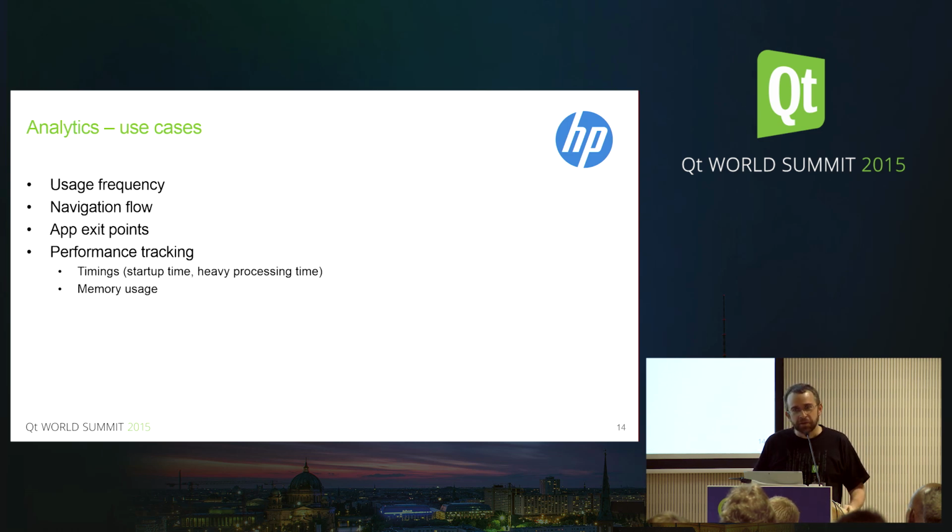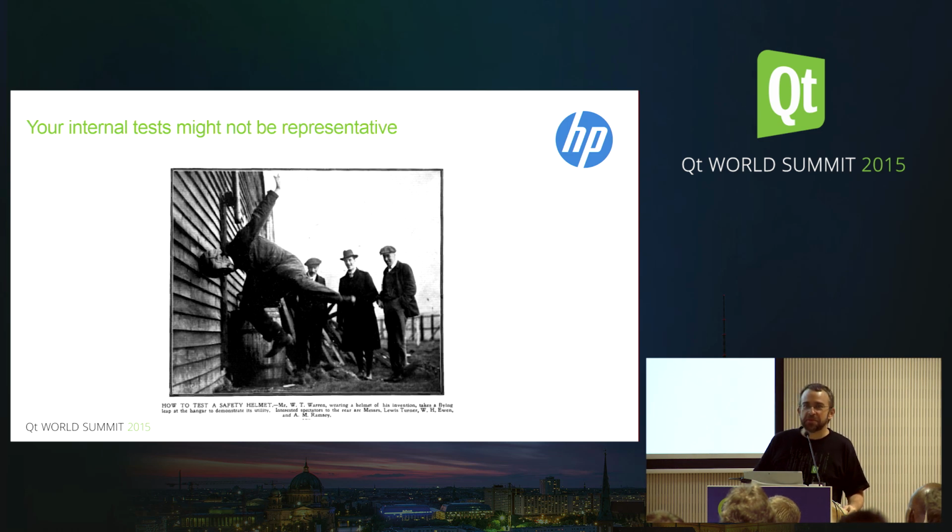Okay. Why would we want to use it? So I think it's time for the comic relief part of the session. Turns out that your internal tests might not be representative. So the way you click through things, and I think that the user does this, this, this, and this, and it always works for me when I do that.